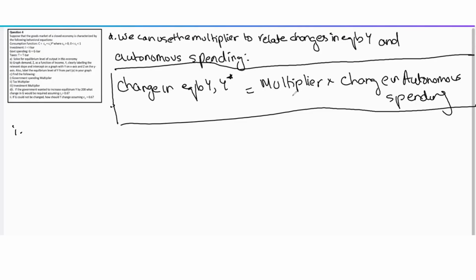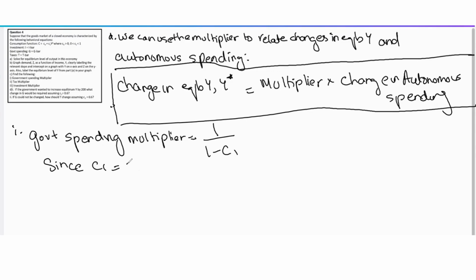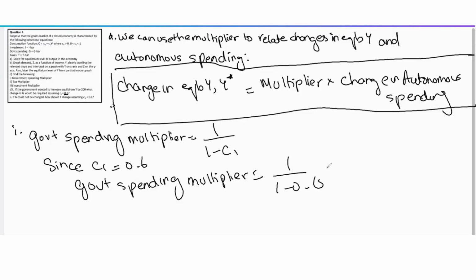If government spending changes, we'll use the government spending multiplier. So now we know the government spending. Here we want to see the change in G required. So we know the government spending multiplier is 1 by 1 minus C1. Since C1 is 0.6, which is given to us, the government spending multiplier is 1 by 1 minus 0.6, which is 2.5.